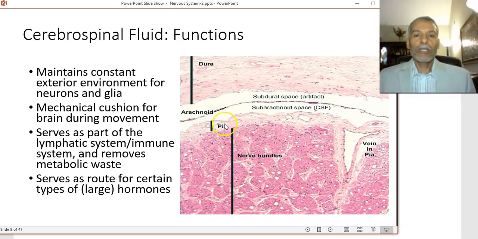So here is the actual tissue. Here's the dura mater, and then the subdural space, and then the arachnoid mater, and the subarachnoid space. And again, see, the cerebrospinal fluid exists inside the subarachnoid space.